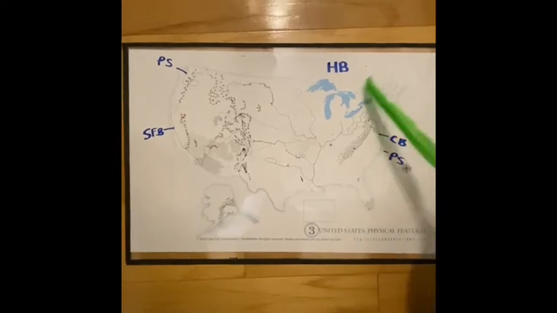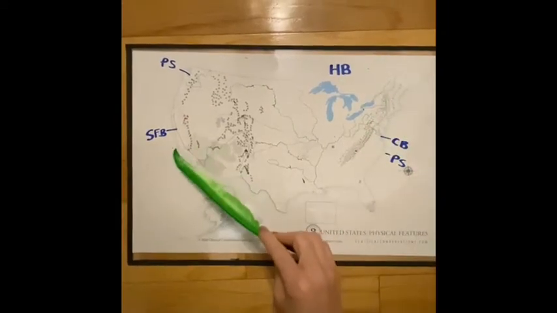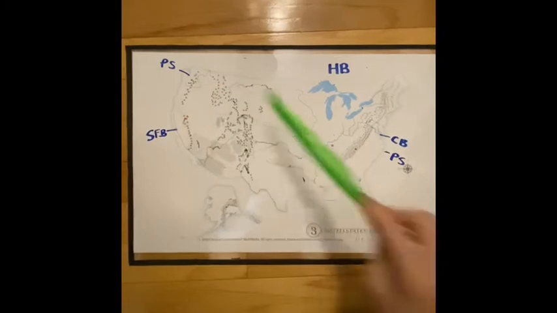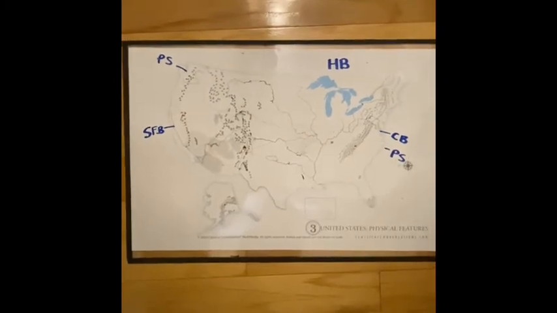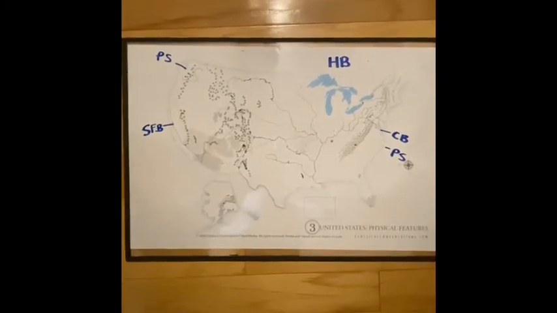Chesapeake Bay, Hudson Bay, San Francisco Bay, Puget Sound, Pamlico Sound. These are the bays in the United States.